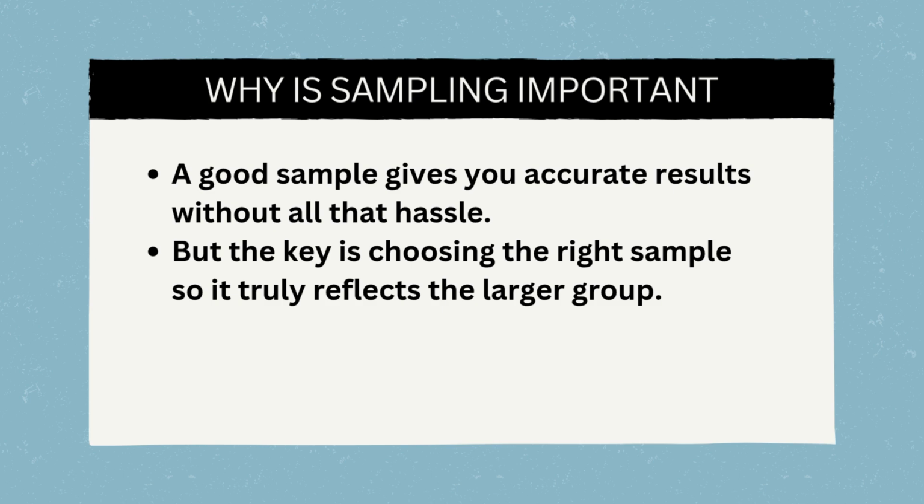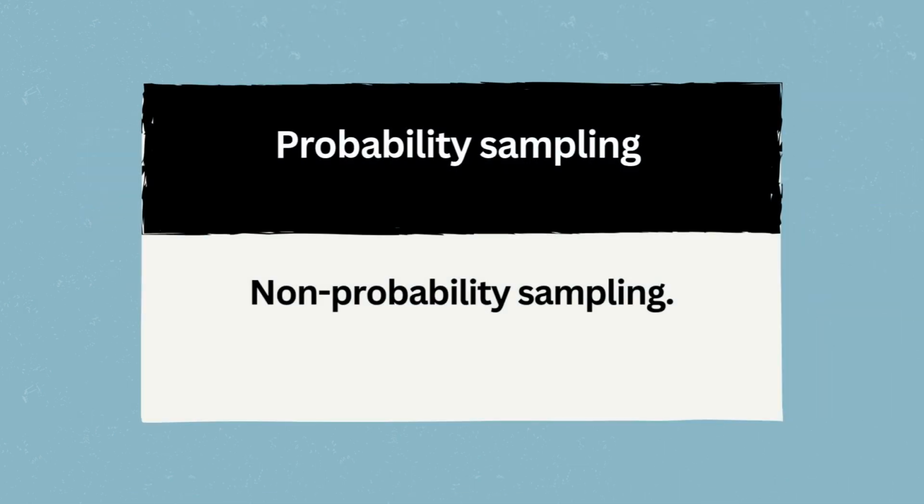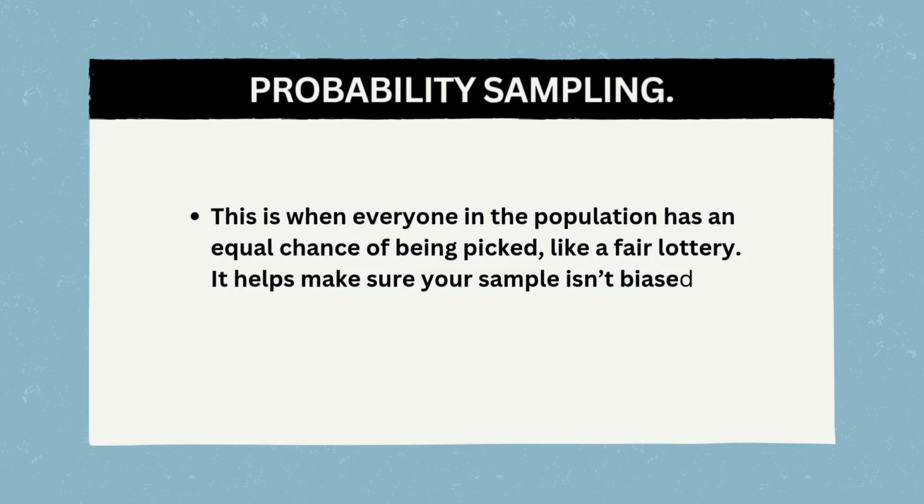Now, let's talk about the main types of sampling. There are two big categories: probability sampling and non-probability sampling. First, probability sampling. This is when everyone in the population has an equal chance of being picked, like a fair lottery. It helps make sure your sample isn't biased.